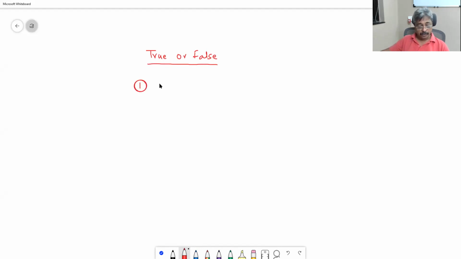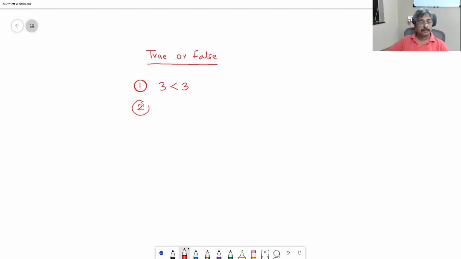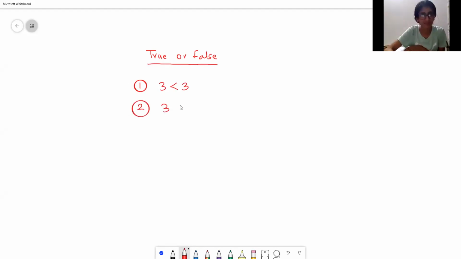1. 3 is less than 3. Bolo Palak. Nothing. 3 is less than 3.